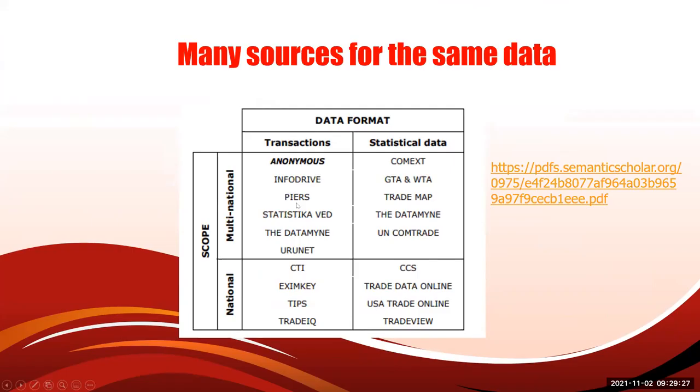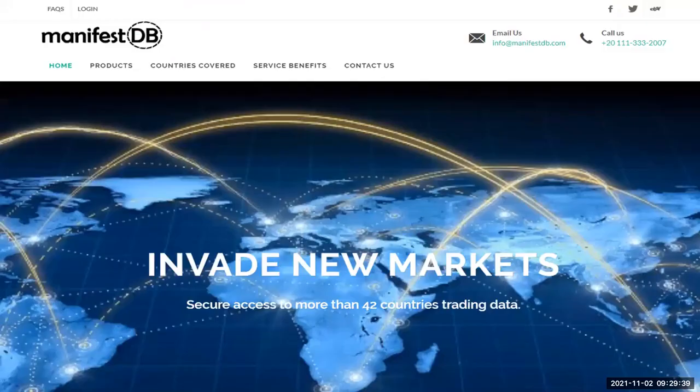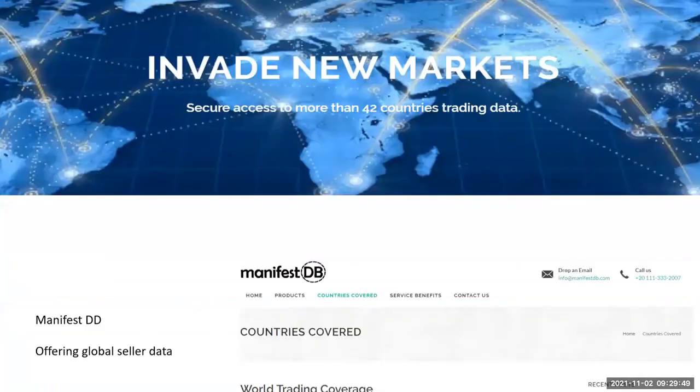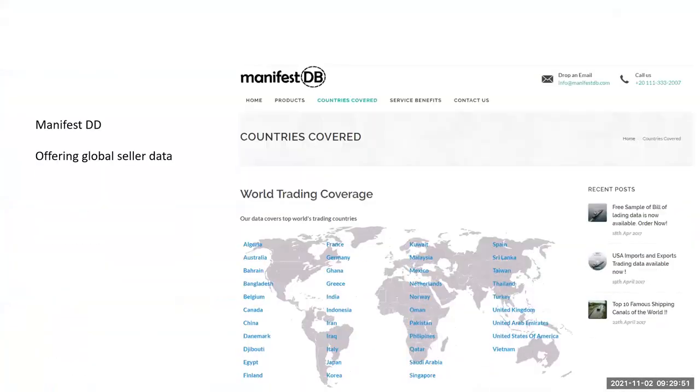It's now digital and online. There's internal country data. And then there's the statistics, like I say, the Comtrade, etc. This Manifest DB, DB meaning database, that's Manifest database. It covers multiple countries, as you see here. And it takes the bill of lading data and compiles it.